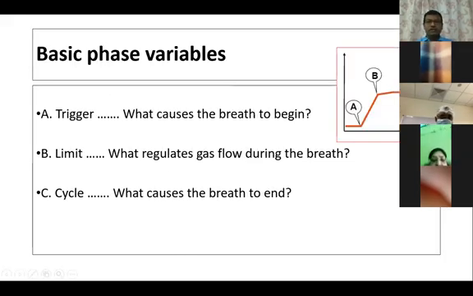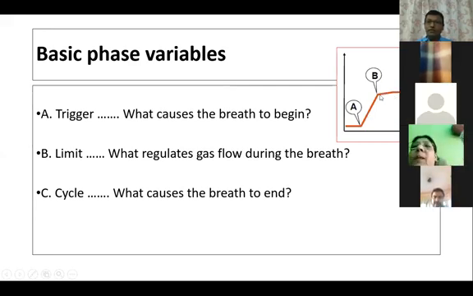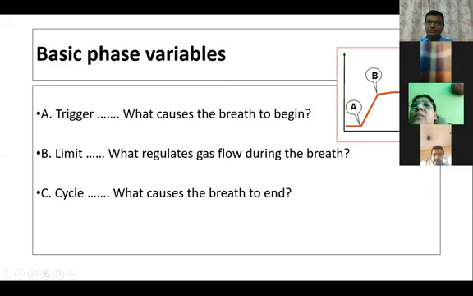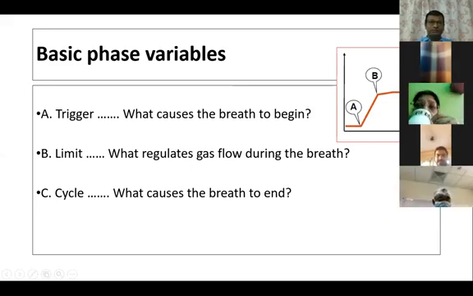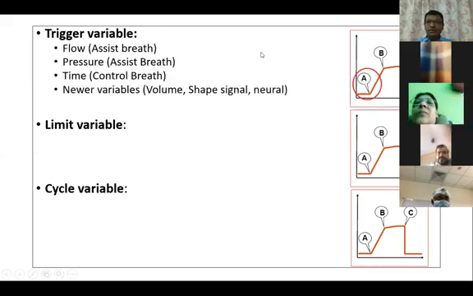So there are three basic phase variables. The trigger is the one which causes breath to begin. Limit is the one which regulates the gas flow during the breath, and cycle is the one which causes breath to end. So it can be a flow or a pressure trigger in assisted breath.